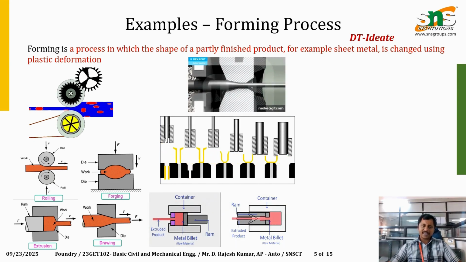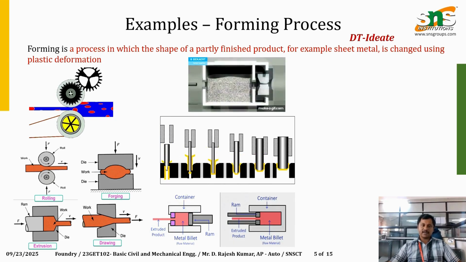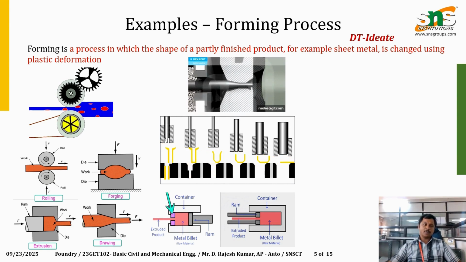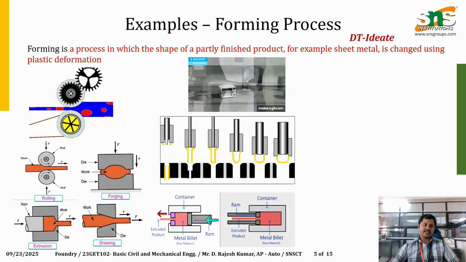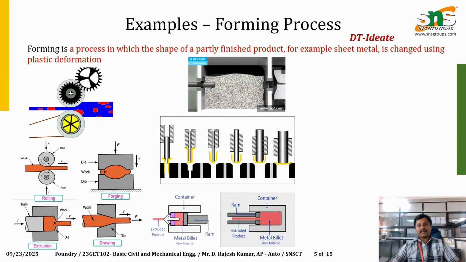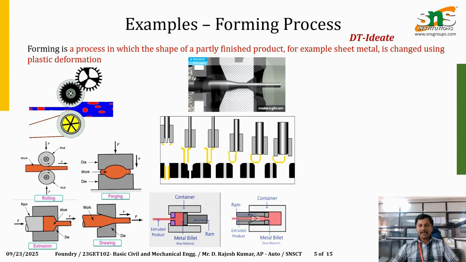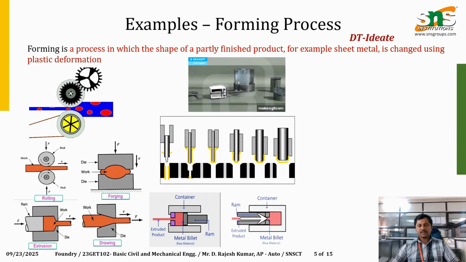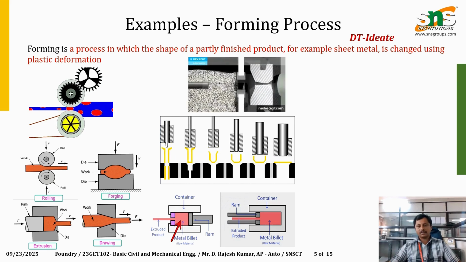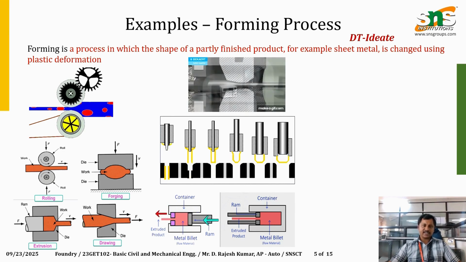So this is one example of the manufacturing process. Forming is one example. Likewise, as we discussed already, there are different classifications of manufacturing. I told you already: molding, then metal forming, then metal joining, machining, additive manufacturing, etc. So there are different classifications.